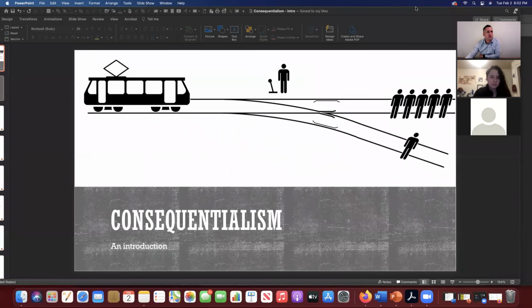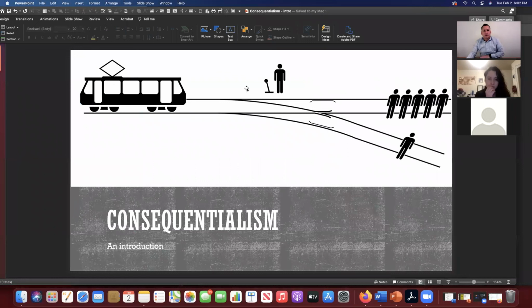Good. So consequentialism, that's our topic. So obviously this is an image of the trolley problem, the original trolley problem, or one way of representing it anyways. You got a guy at a switch, the trolley zooming along, has a choice to make, redirect the trolley to the 1 or allow the trolley to smash and kill the 5.